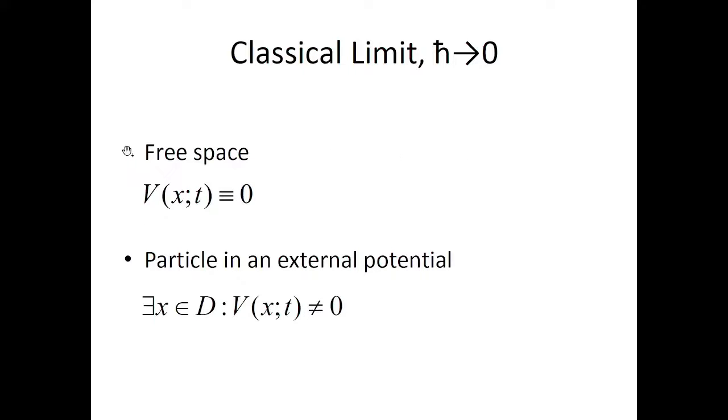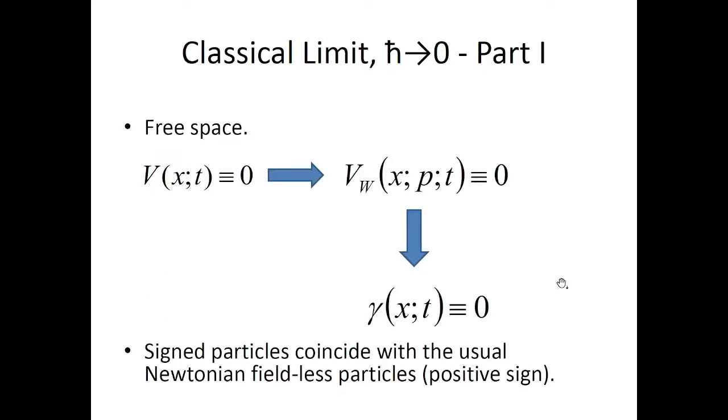The first case is free space, so we don't have any potential or forces applied on the system. So this is a free system. Or we have the second situation where we do have an external potential that depends on position and time, and which is not 0 everywhere. We will start from the first condition, which is free space.